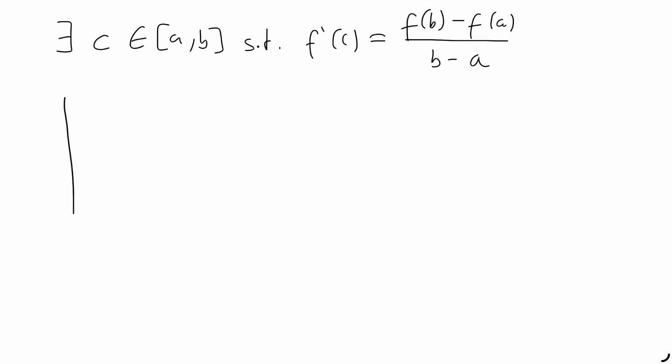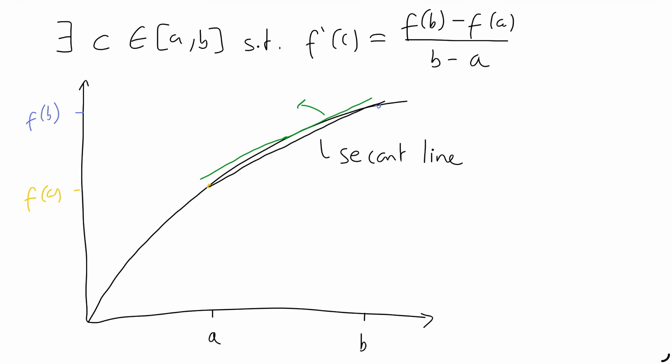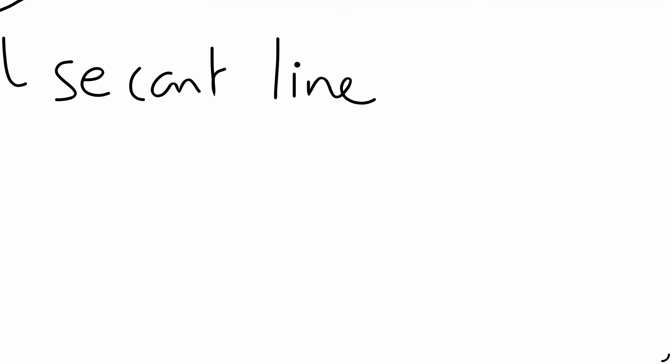And visually what this looks like is taking the line from (a, f(a)) to (b, f(b)), which is known as a secant line, and at some point between those two, if you draw a tangent to the curve, it's parallel to that line. Again, this seems fairly intuitive, but things are becoming less and less obvious. Alright, so let's tackle this one.